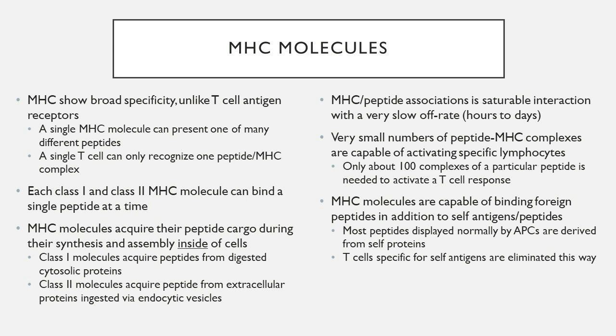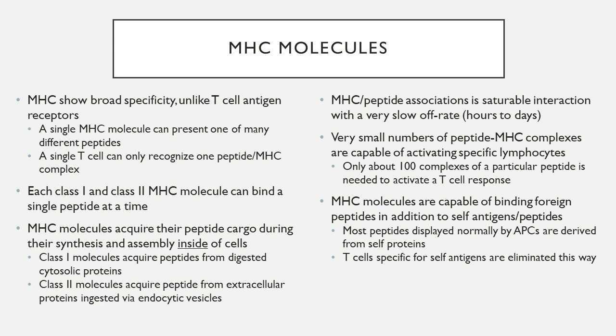After the synthesis and delivery to the cell membrane, an MHC peptide association is a saturable interaction that has a very slow off rate compared to any receptor ligand binding, on the order of hours to days. And this helps ensure and maximize the time that an antigen could potentially be recognized by a T lymphocyte. If that were to happen, only a very small number of peptide MHC complexes are needed to activate that specific T cell. It's actually only about 100 complexes of a particular peptide that's needed in order for that to happen.